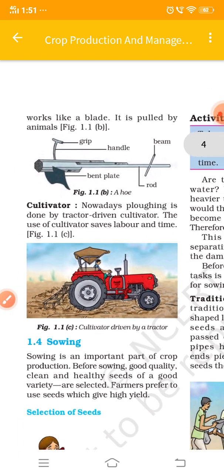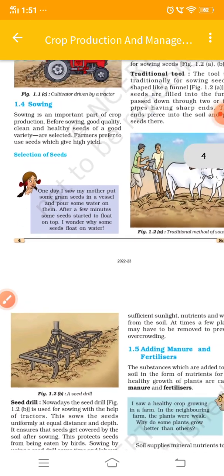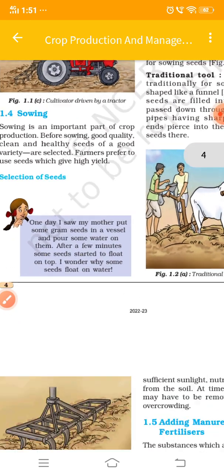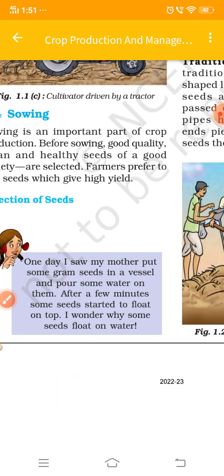Sowing is an important part of the production of a crop, as good quality of seed will be used in good type of agriculture. The farm will be more nice, more healthy, and farmers will get so much money due to this sowing process. Sowing means the process of growing the plant. Sowing means to sow the seeds.